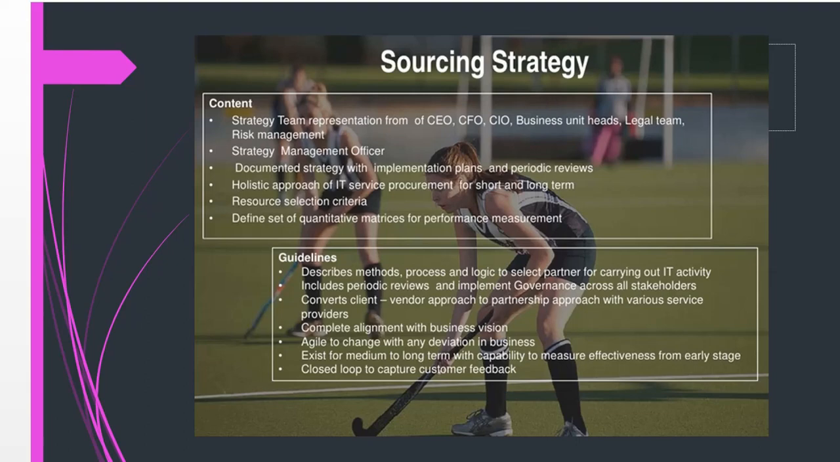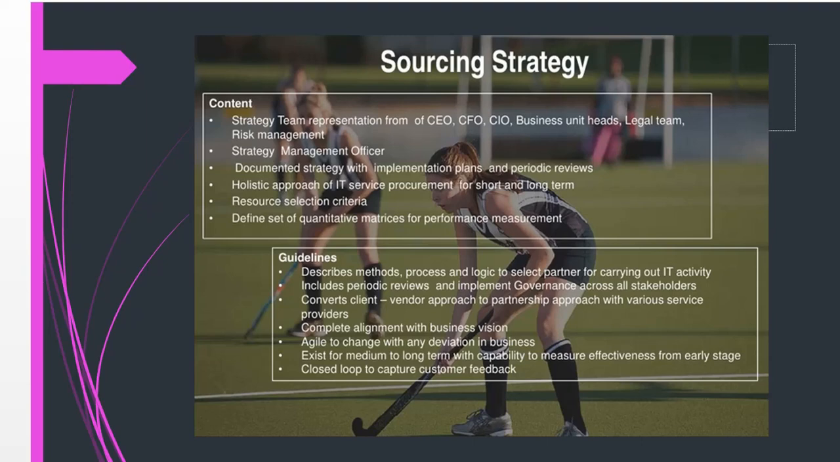So when you're considering coming up with a sourcing strategy, you need to first have a strategy team for your sourcing mechanisms that will sit and decide how best to engage other parties or to keep services in-house. So this team could include your CEO and other business leaders.